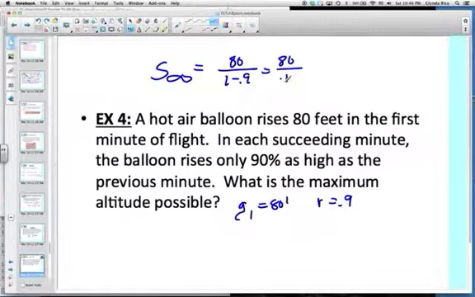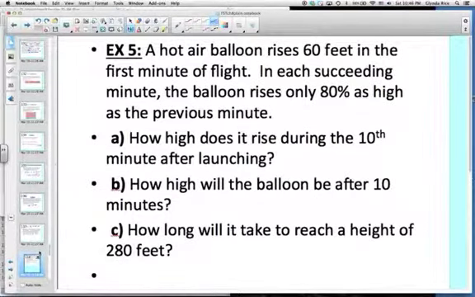So that's 1/10. So it's the same thing as 80 times 10, or 800 feet. Now, let's watch some language. How high does it rise during the 10th minute? Underline this in your work because that is a sequence question. So we want G sub 10.